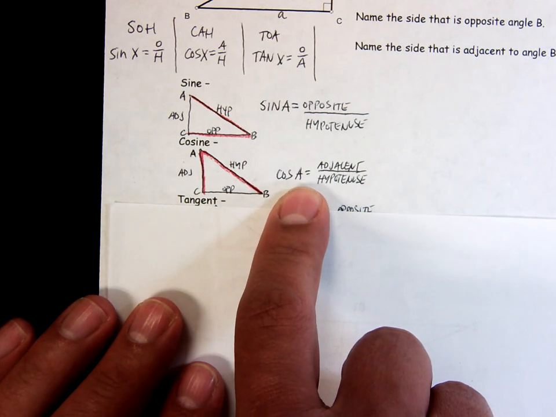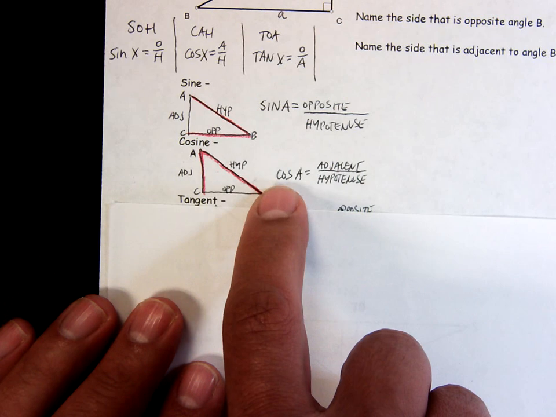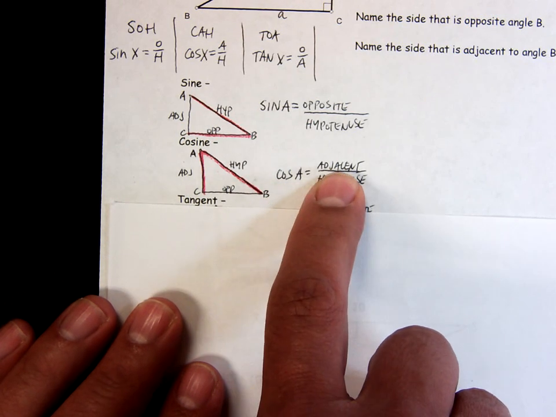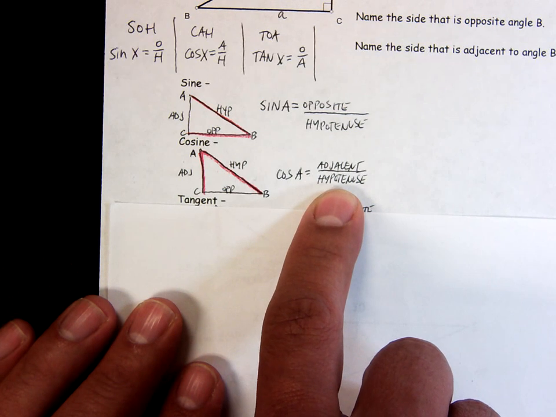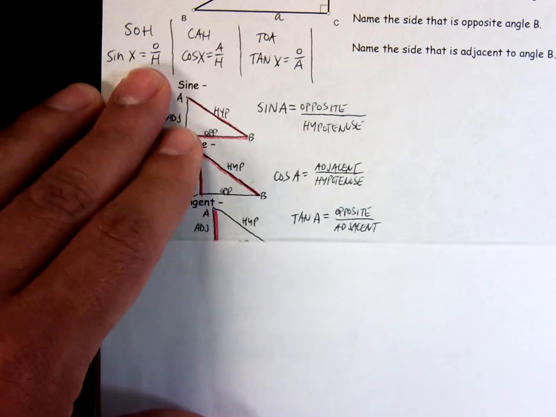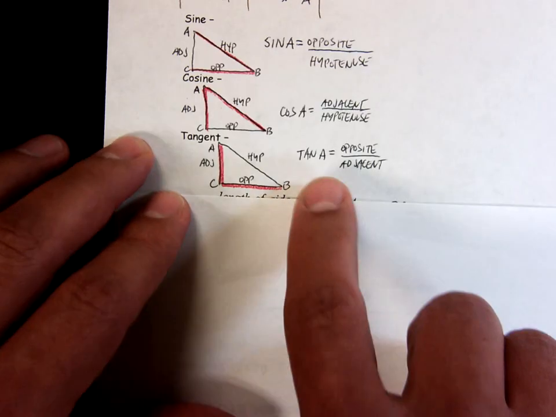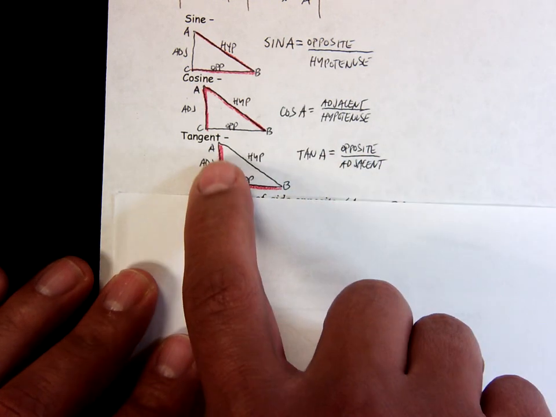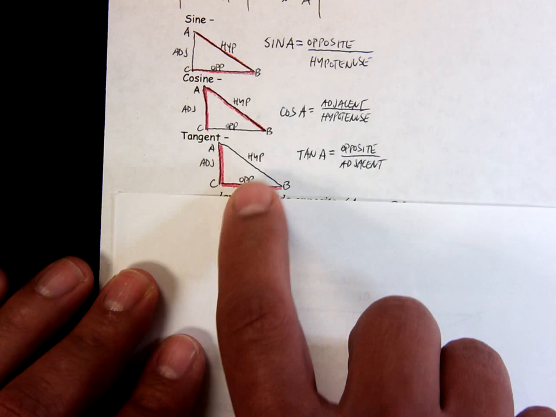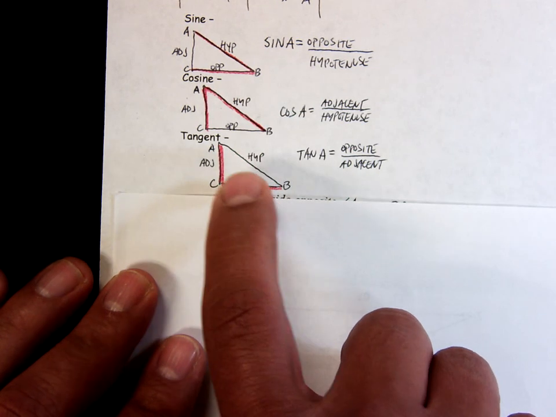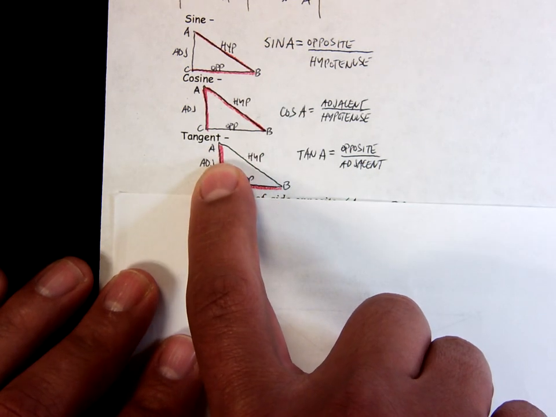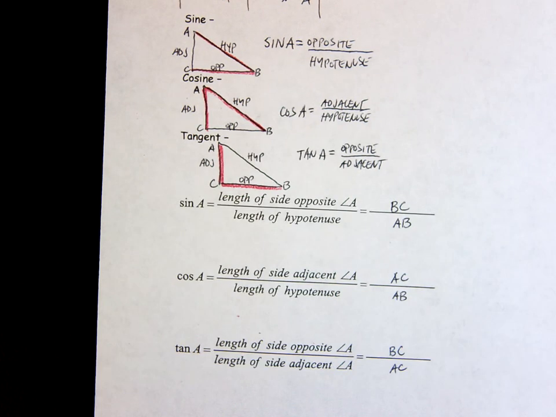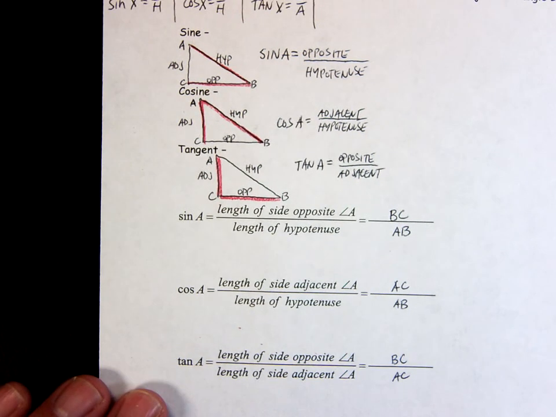The cosine of angle A, again it's the CAH, equals the adjacent side over the hypotenuse. And the tangent is just the opposite side over the adjacent side. So if you're asked to find the tangent of angle A, you would put the length of the opposite side over the length of the adjacent side. It's just a ratio.